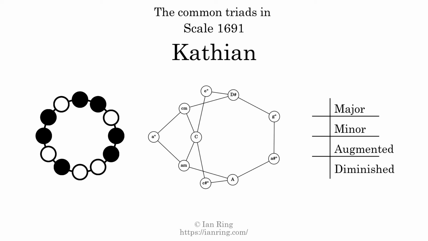Here are the common triads present in this scale. The diagram in the center is a graph of parsimonious voice leading between triads. There are 3 major triads. There are 2 minor triads. There are no augmented triads. There are 5 diminished triads.